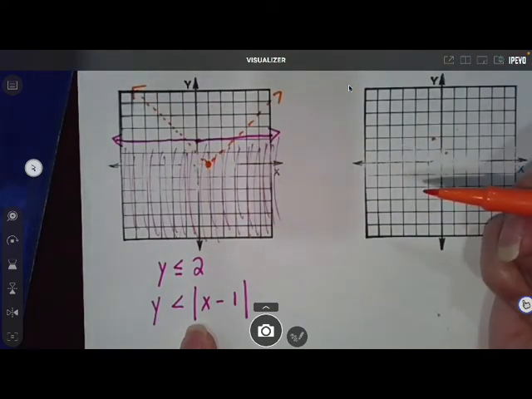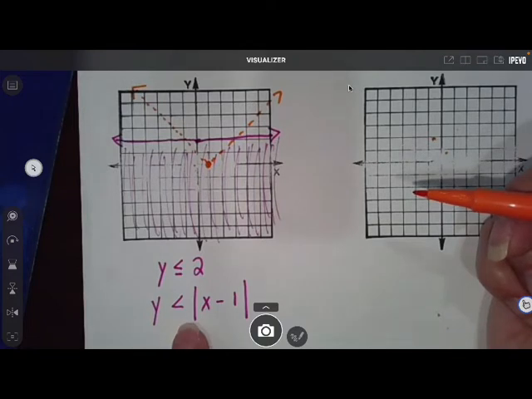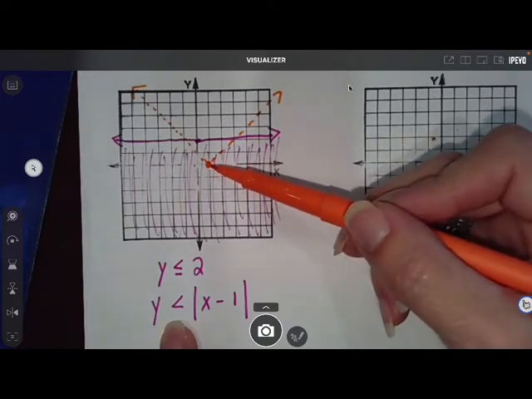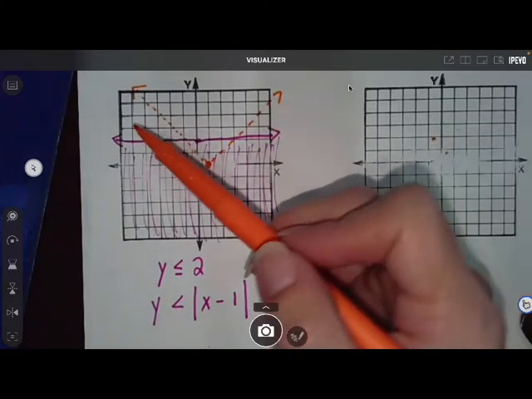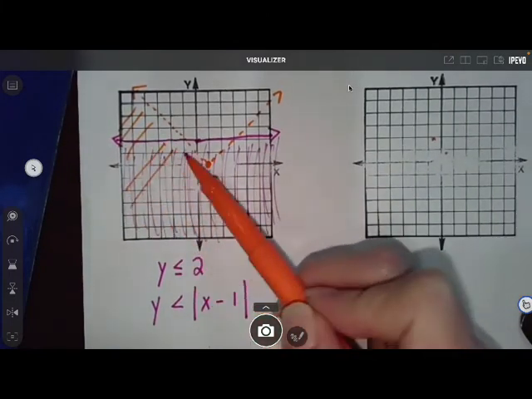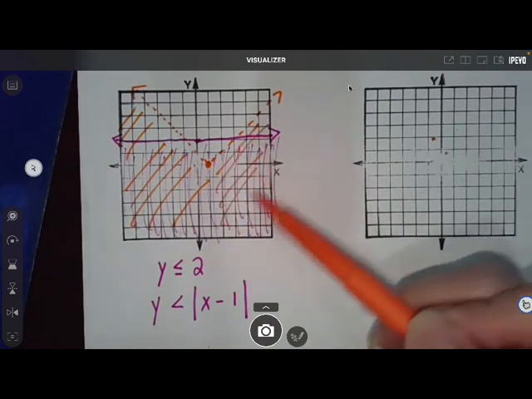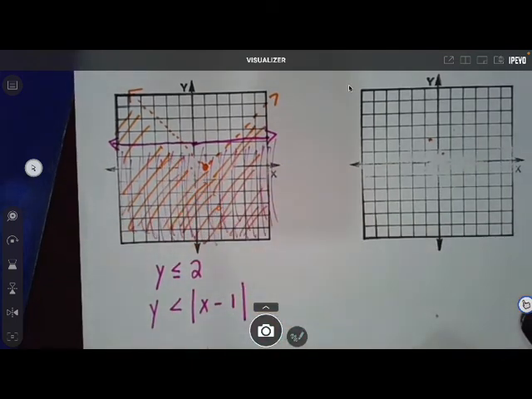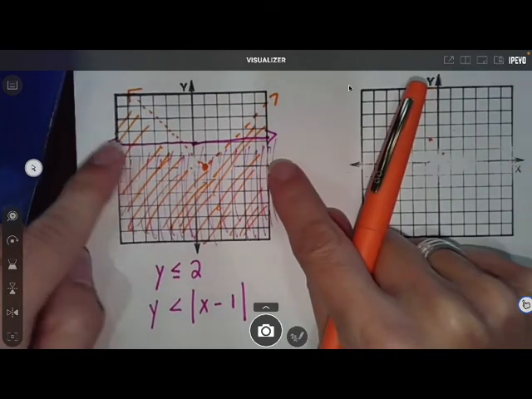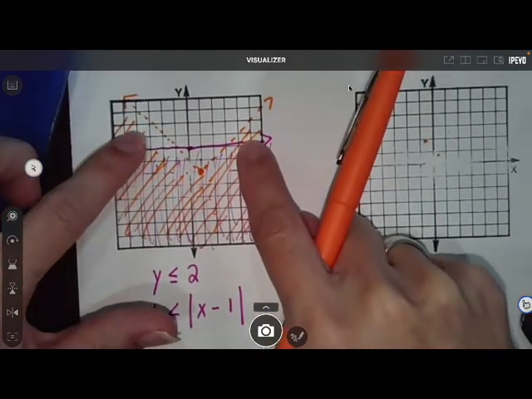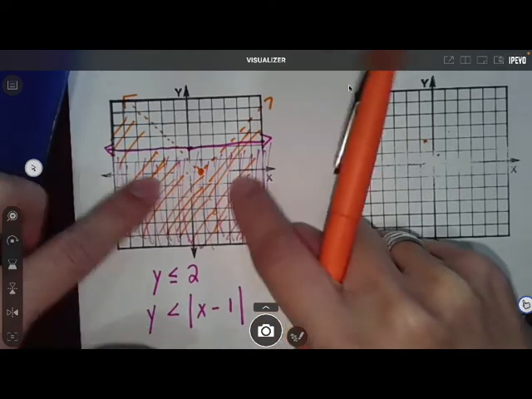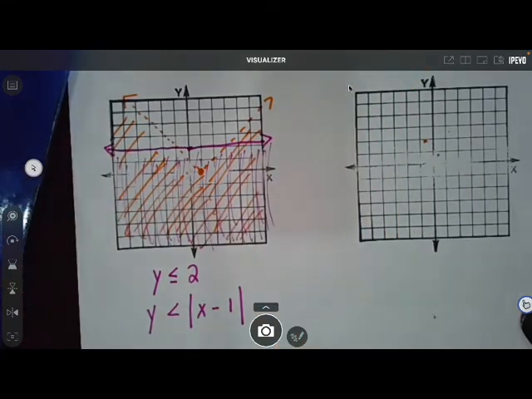Is everybody okay with that? That's this graph right here. Now, where do I shade? Above it or below it? It says less than. So I'm going to shade below it. And you can see where they cross is under here. Just this little area. Okay? For mine. So now you're going to try yours.